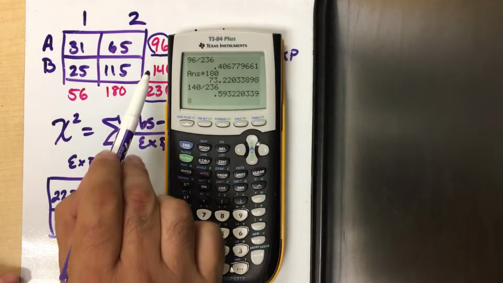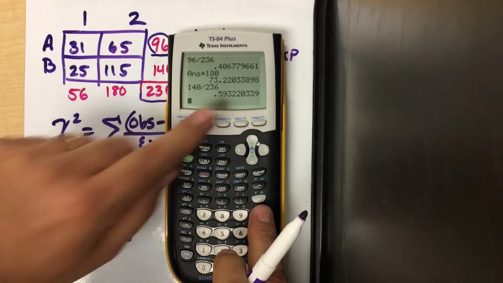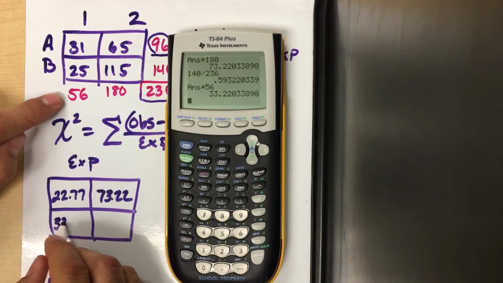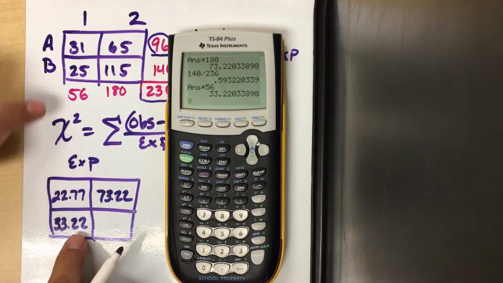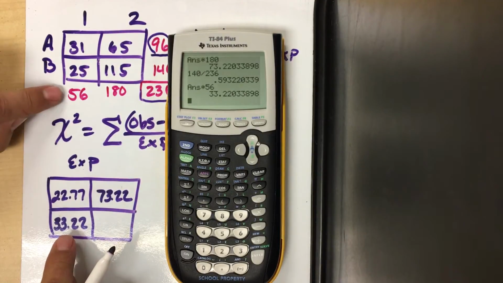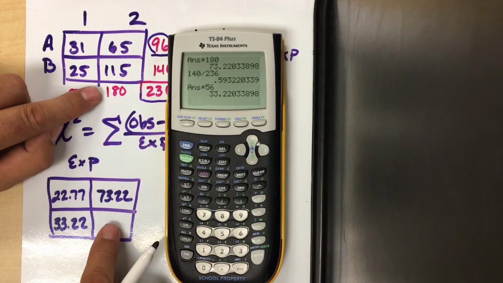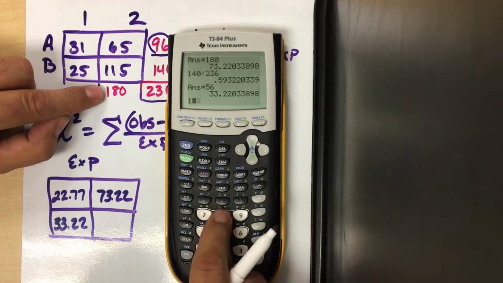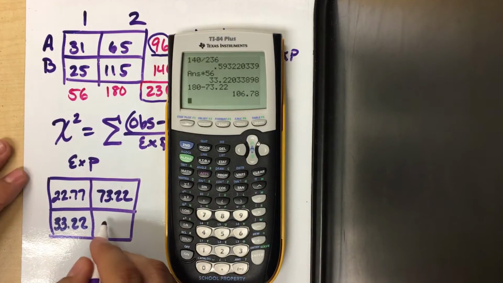But again, there's my success rate, 140 out of 236. And then I'm going to multiply that 59% times 56, and I get 33.22. And you can tell if you've done that right, because notice what those two add up to: 22.55 and 33.22 add up to 56. So those two should sum up to the column total. And we'll just do this one by shortcut, since I know that there were 73.22 out of this 180. So I'll go 180 minus the 73.22, and we get 106.78.